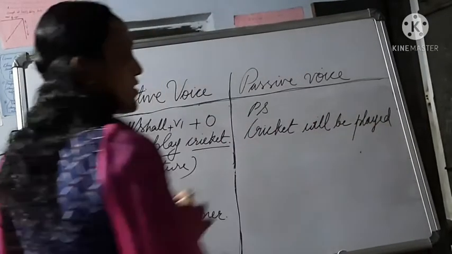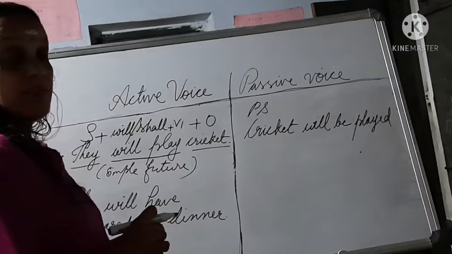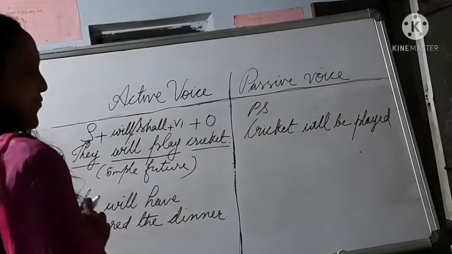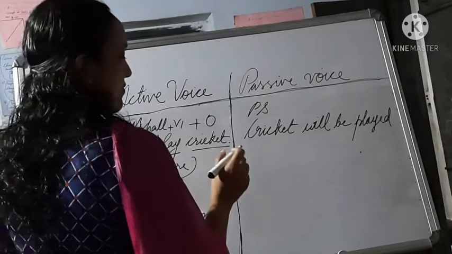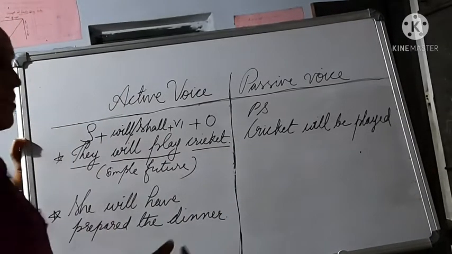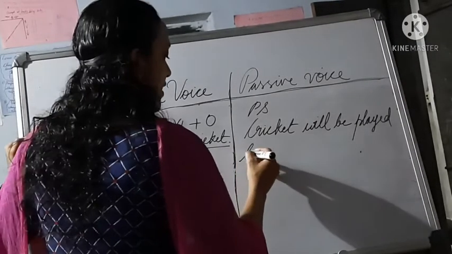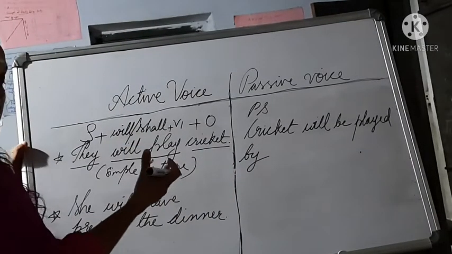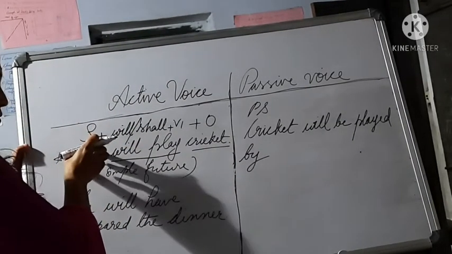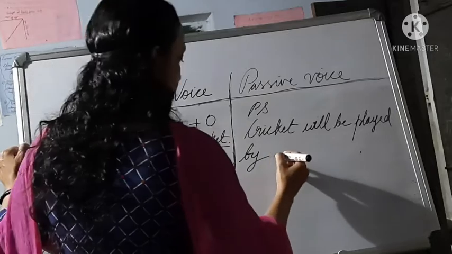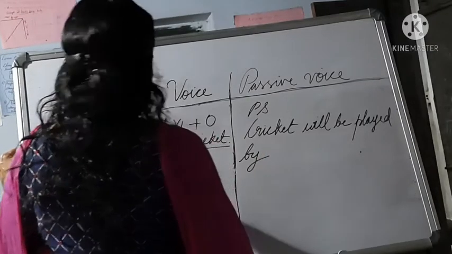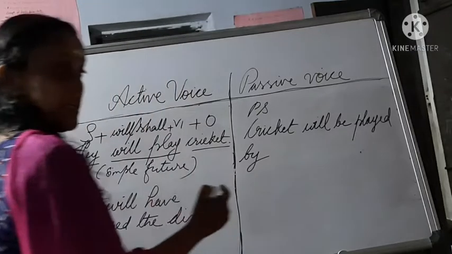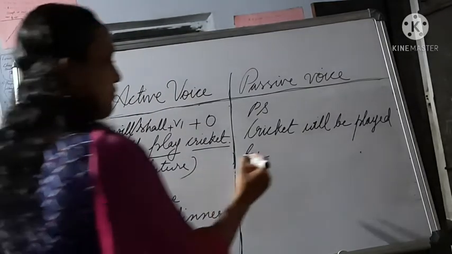For passive voice, you have to use the V3 form of the verb play, that is played. Then in all passive voice, we have to use the special word by, and we should write the subject as passive object. What is the subject? They. So cricket will be played by them.